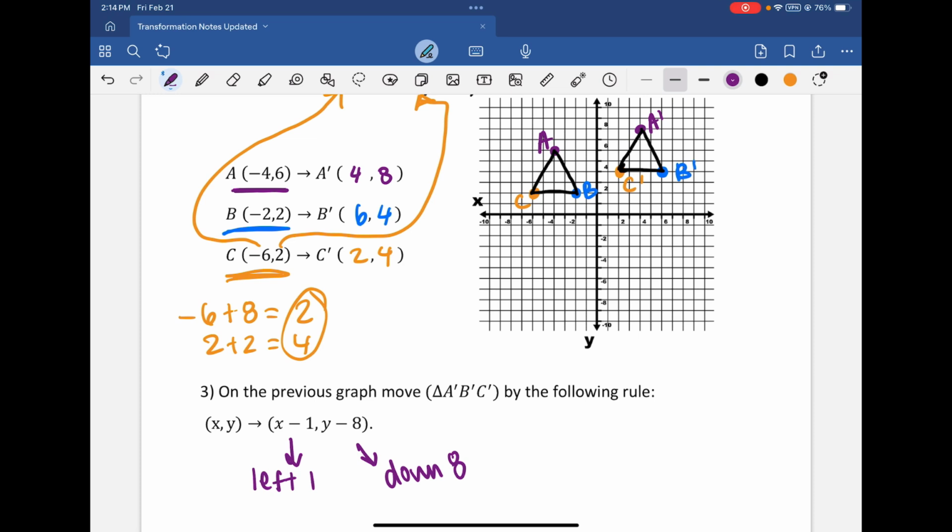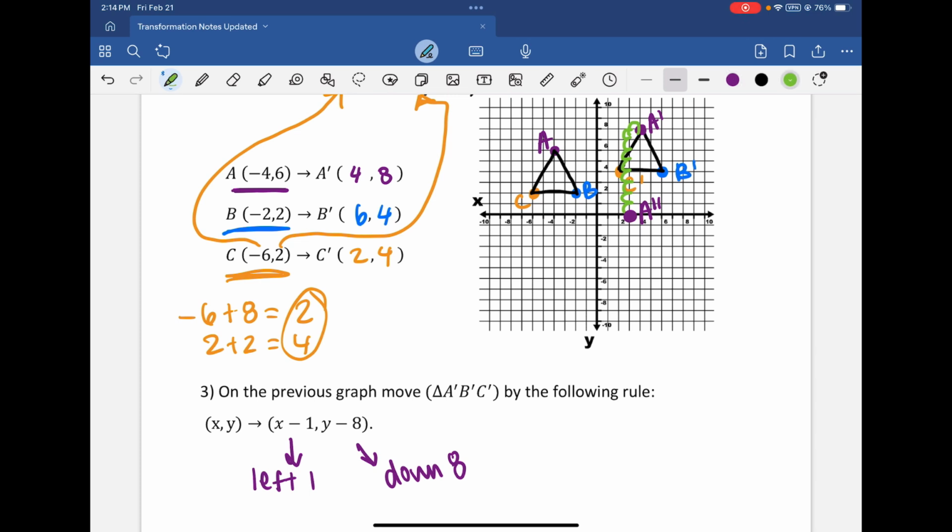So let's do that. I'm going to just do A prime first. That's my purple one. I'm going to move left 1 and down 8. I'm going to do it in green. I jump left 1 and I'm going to go down 8. So I go 1, 2, 3, 4, 5, 6, 7, 8. My new point is here, and this is a double prime because it's a new transformation. So we just keep adding a prime every time we move it.